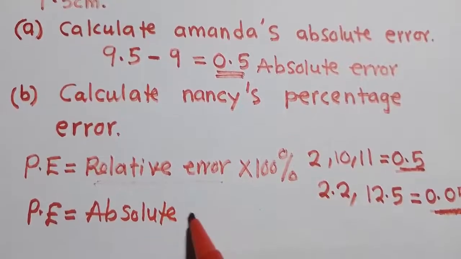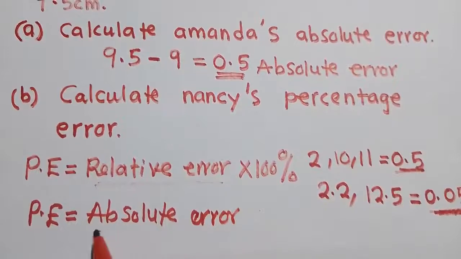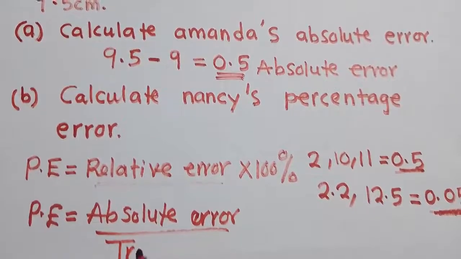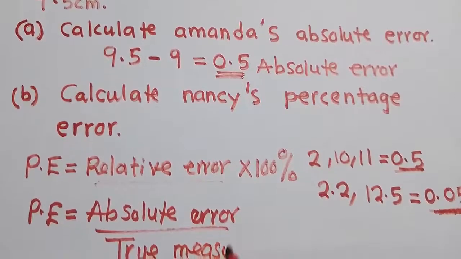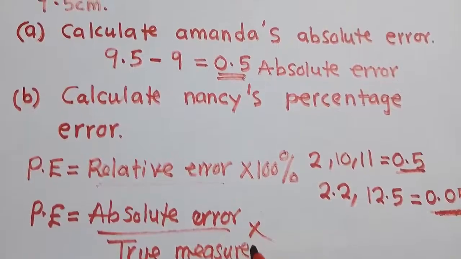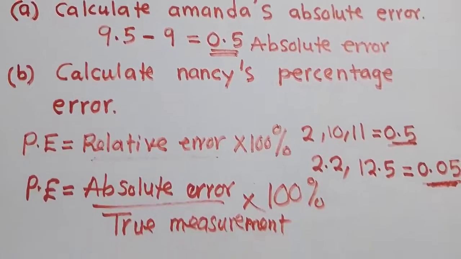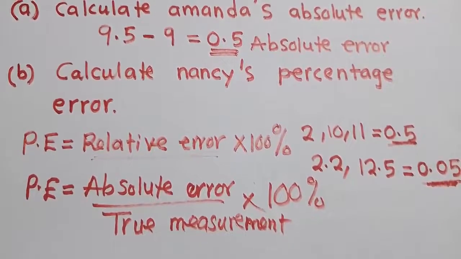Absolute error over true measurement, then you multiply by 100%, like this. This is what you're going to do. So this is the formula that you need to get. This is the formula that you need to understand.